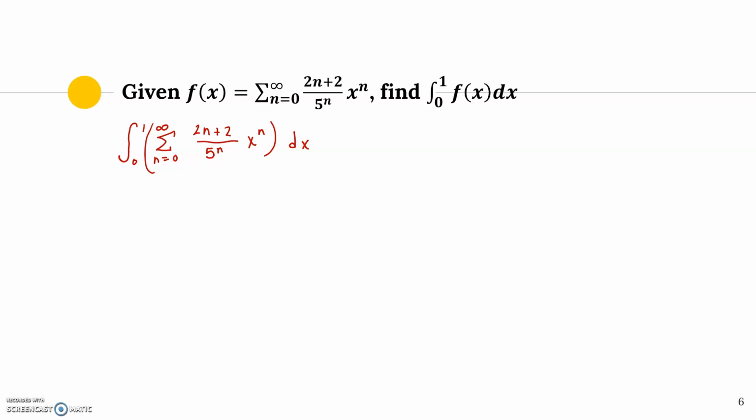I can, if I want to, write out a bunch of terms and do antiderivatives of terms, or I could work on just doing the antiderivative of the general term. So that antiderivative would be, well, this is all a constant. 2n plus 2 over 5 to the n is going to be the coefficient part. And then the antiderivative would be add 1 to the exponent. And so now we have the infinite sum from 0 to infinity of this guy. And we're going to evaluate that from 0 to 1. I can do a little bit of canceling because 2n plus 2 is the same thing as 2 times n plus 1.